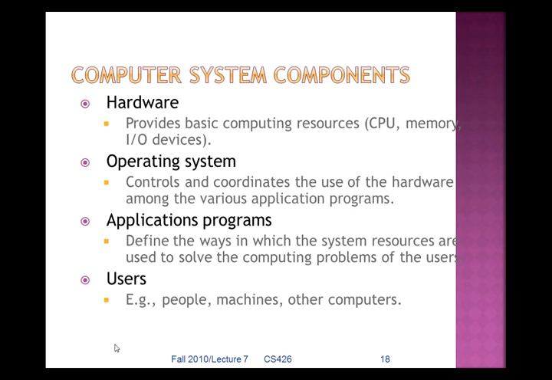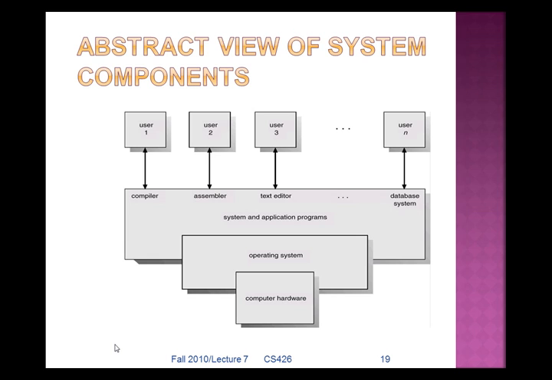So these programs are the way in which various system resources are used to solve the problems of the users. It may be a computing problem, it may be a documentation problem, it may be any kind of problem. So it defines the way. Then the next component or the next part of the computer system is users, that is we. We as people, we as machines, we as a computer.